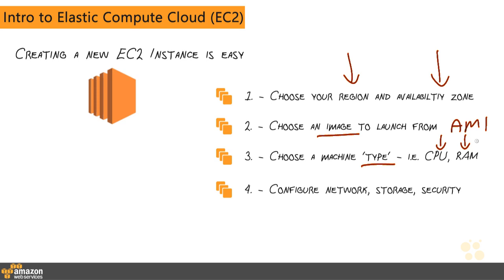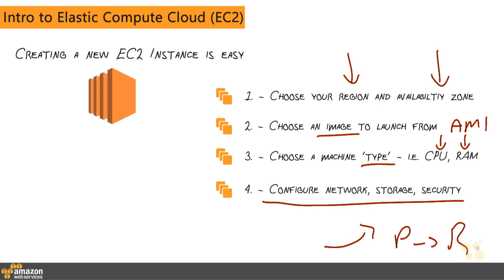Lastly, once you've done all that, you get to configure all the stuff that goes around your machine. Networking options, storage, security, all the things that make up the environment in which this machine lives. Once you've done these 4 things, 1, 2, 3, 4, that machine will spin up. It'll go into a pending state, and eventually from pending, it'll go into a running state, and then it'll be available.